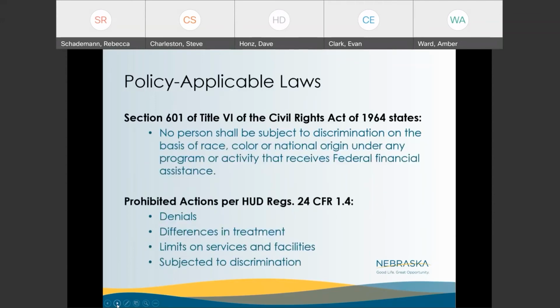Some applicable policies and laws: Section 601 of Title VI of the Civil Rights Act states no person shall be subject to discrimination on the basis of race, color, or national origin under any program or activity that receives federal assistance. Prohibited actions per HUD regulations, 24 CFR 1.4, include denials, differences in treatment, limits on services and facilities, and being subjected to discrimination.